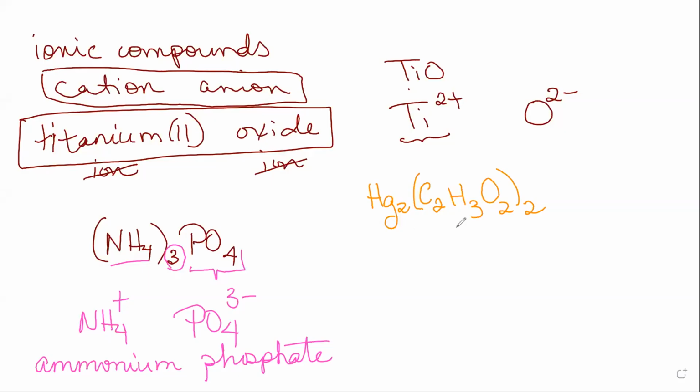So see how it's mercury 1? When people get into a rush and they see the subscript 2, they put that down as a Roman numeral. And it's like, no, it's not your Roman numerals. It's not how many you have, it's your charge. This is actually mercury 1 acetate.